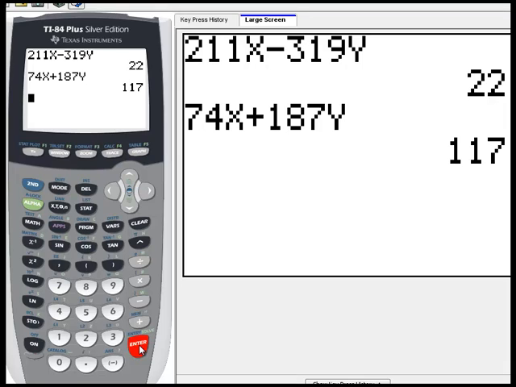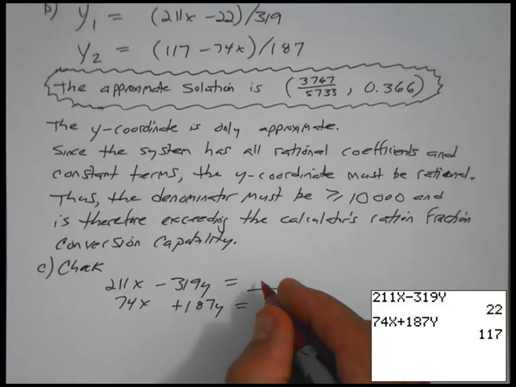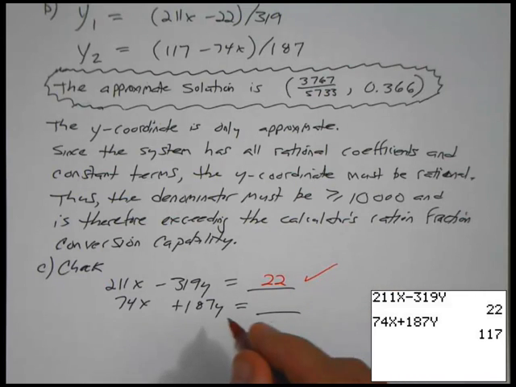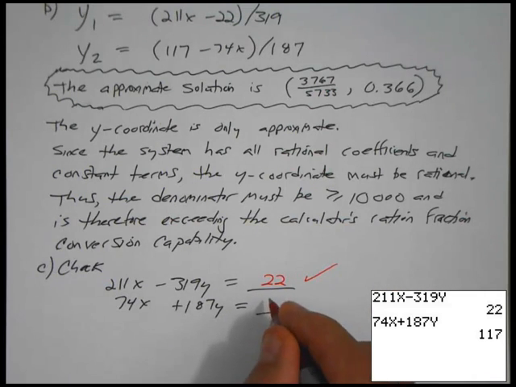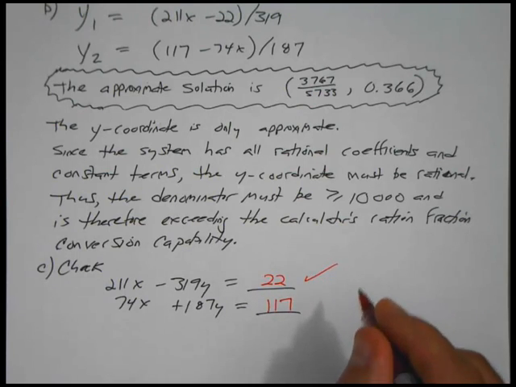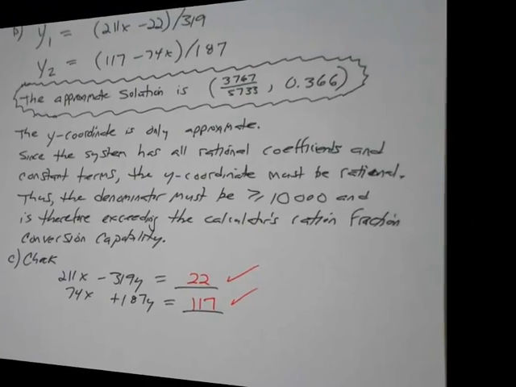Alright, let's record our results on paper. In the case of this first equation, the calculator arrived at 22, and that is the same as the original first equation's right hand side, making that a check. Secondly, in this equation, 117 was the result. That's the same as the original equation's right hand side. That's a check. This solution overall now looks good.